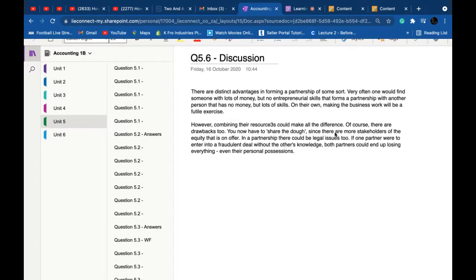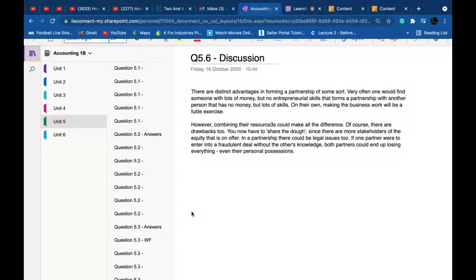Of course, there are drawbacks too. You now have to share the dough, since there are more stakeholders of the equity that is on offer. In a partnership, there could be legal issues too if one partner were to enter into a fraudulent deal without the other's knowledge. Both partners could end up losing everything, even their personal possessions.